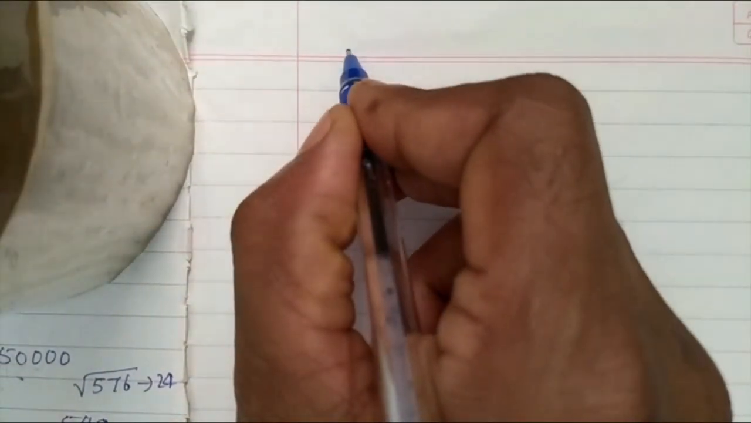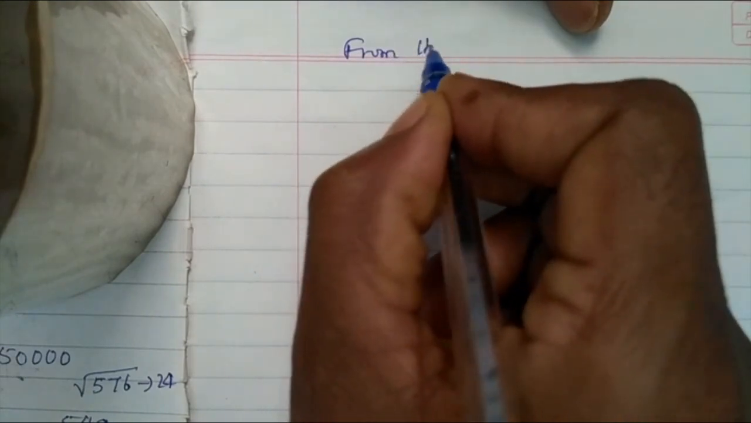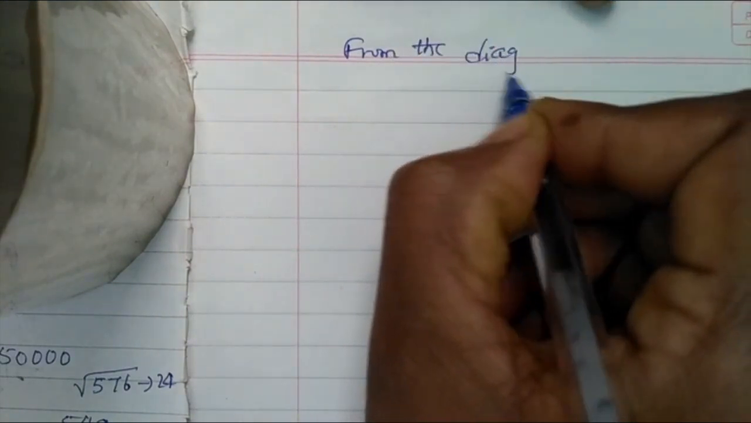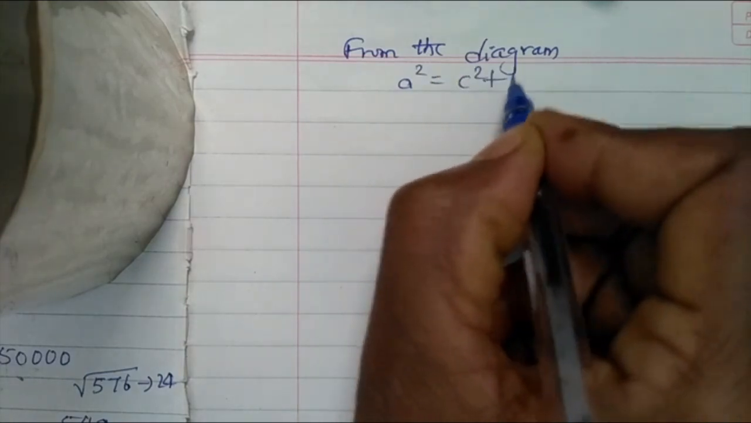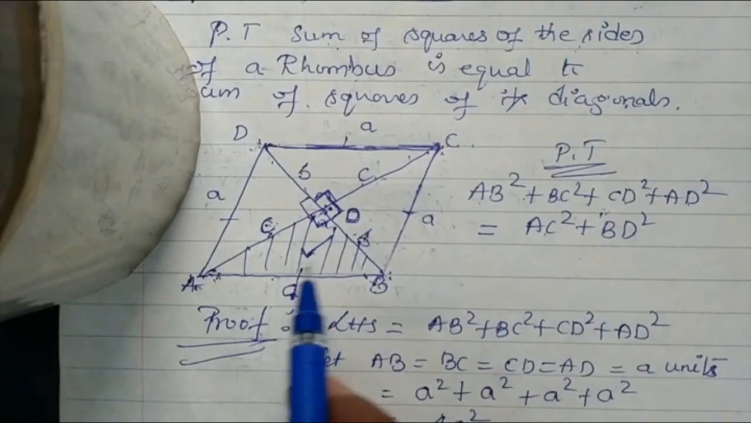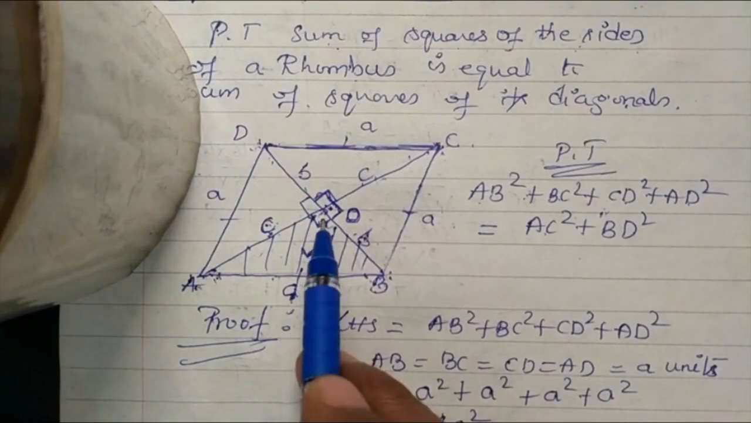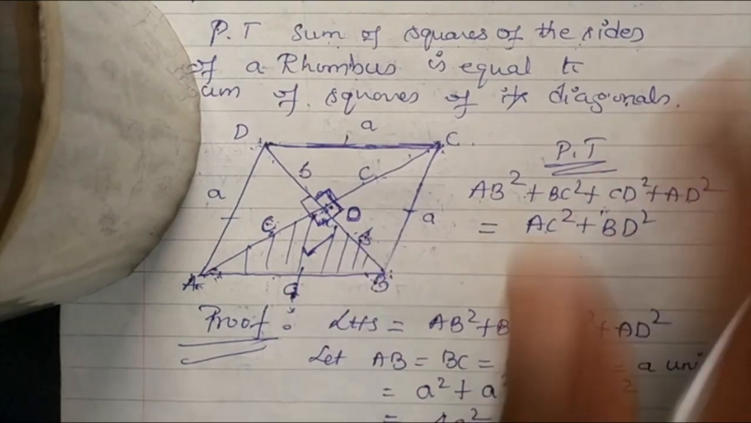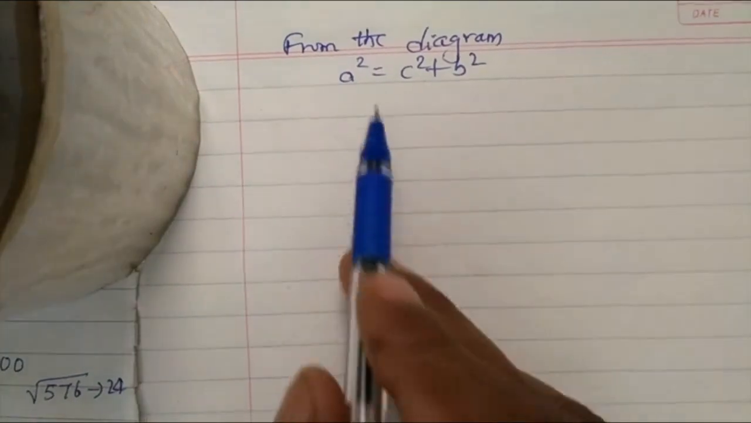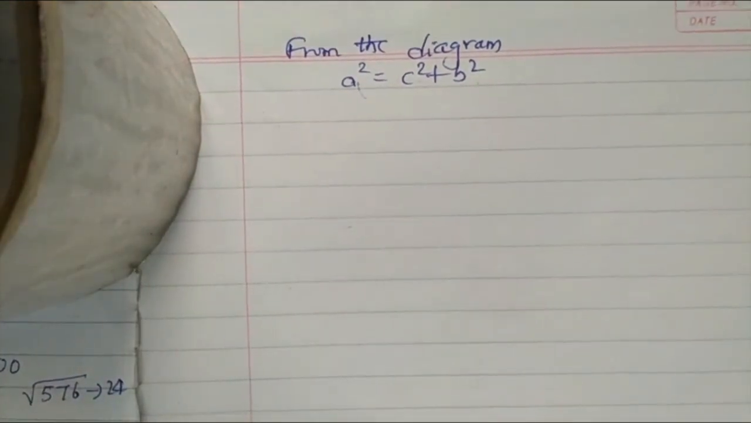From the diagram, A square is equal to C square plus B square, isn't it? Look at it, from the diagram, A is the hypotenuse, opposite the 90 degree, the longest side. A square is equal to C square plus B square from the Pythagoras theorem.